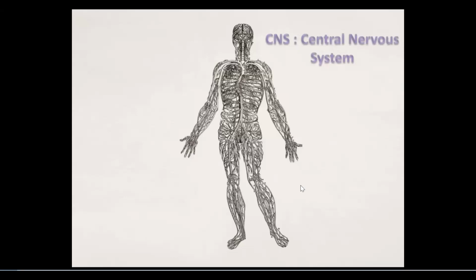You can see this figure reveals the central nervous system, and you can see there are lots of nerves spreading throughout the body. It is a simple representation, in figure form, of the central nervous system. Now come to the second slide.